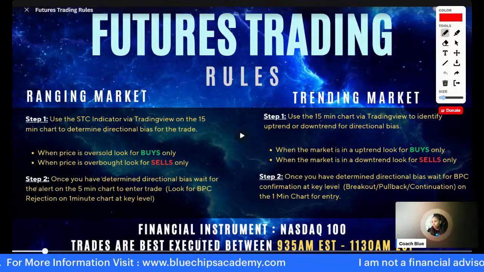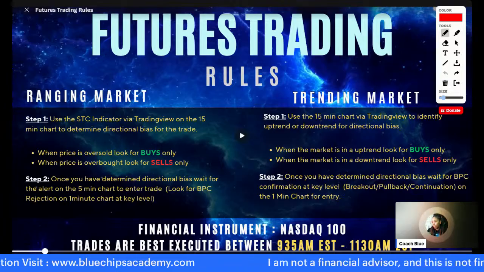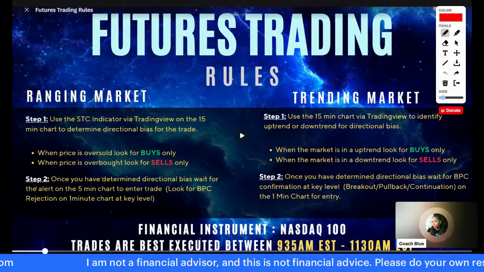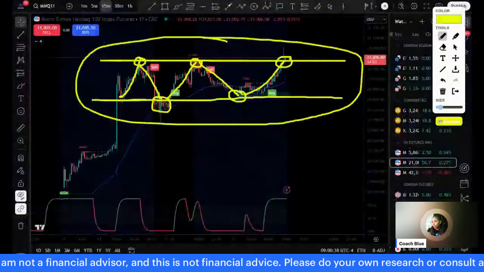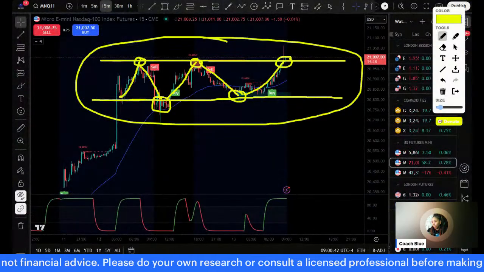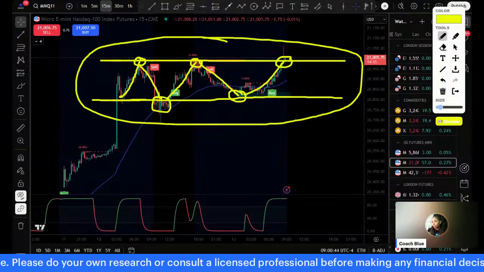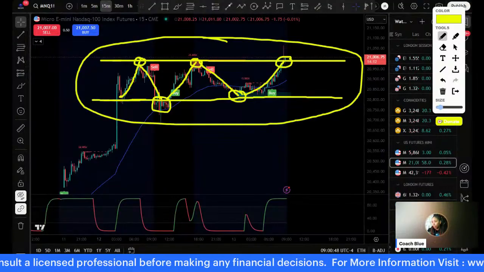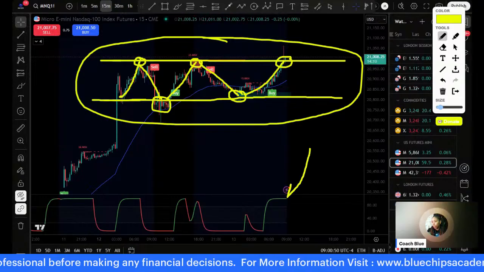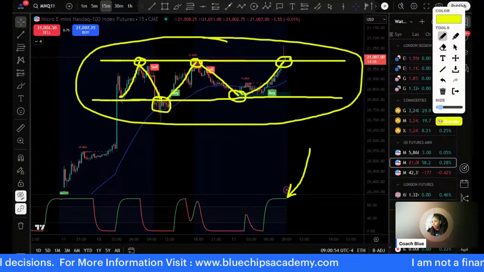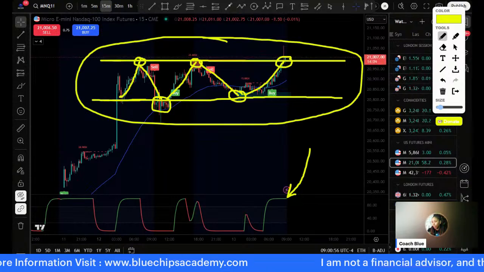All right, let's see if anybody answered that. Mike says range. Sylvester says range. Excellent, guys. You're spot on with that. We are currently in a range. So if we're in a range, that means we need to figure out, are we overbought or oversold? Based on where we are right now on the STC, we are overbought.